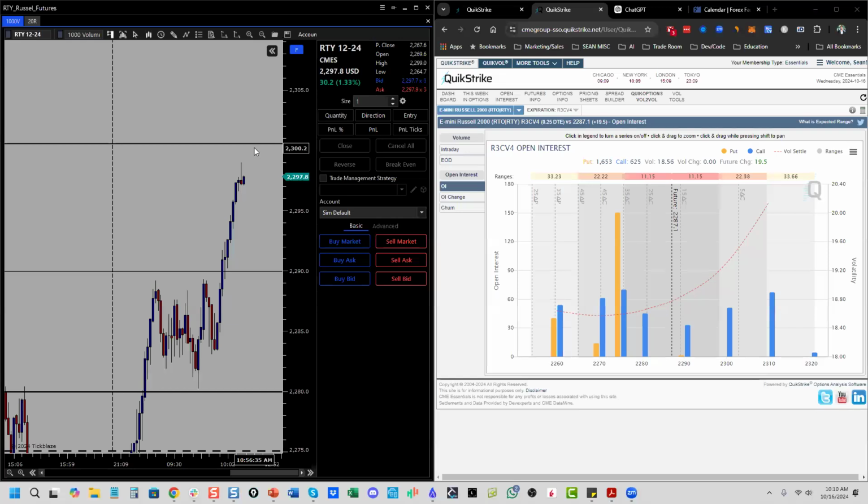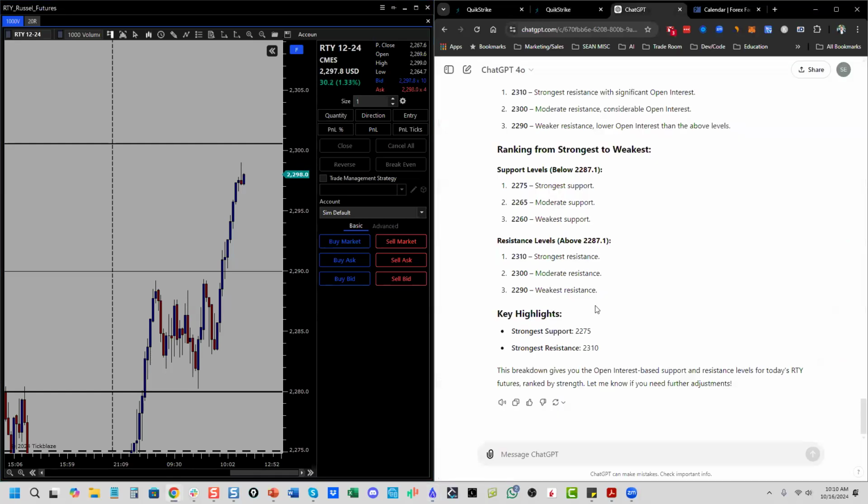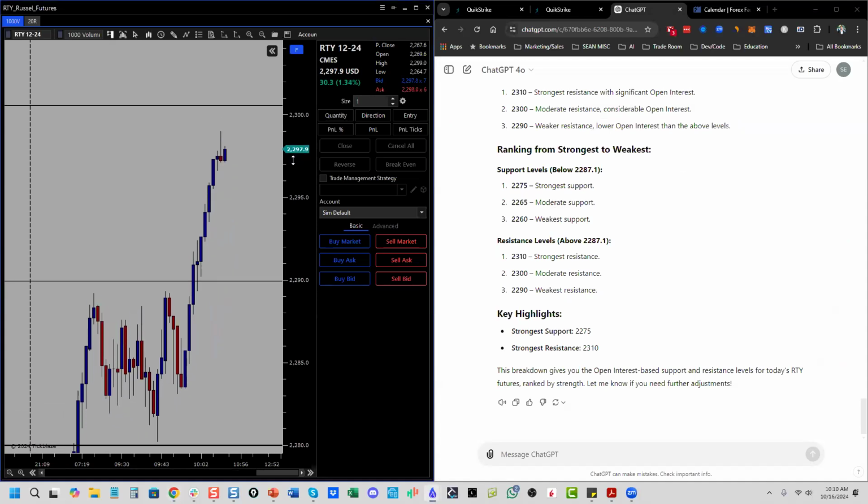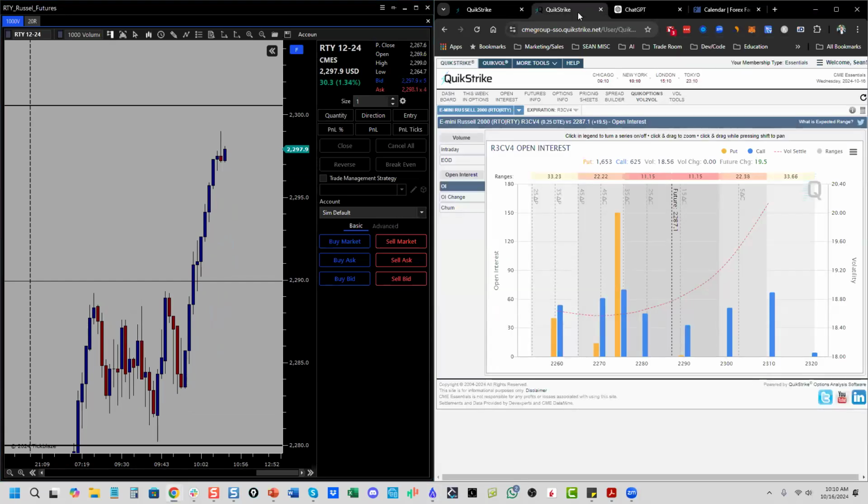2300 is hitting now. You see this? 2300 is hitting. We are at 2300. According to the information, it's moderate resistance. Okay. 2300's here. We are now in standard deviation section 2. It's a 95% chance. There's a 95% chance the market is expected to stay within this range. 95% chance it's going to stay below 2300.